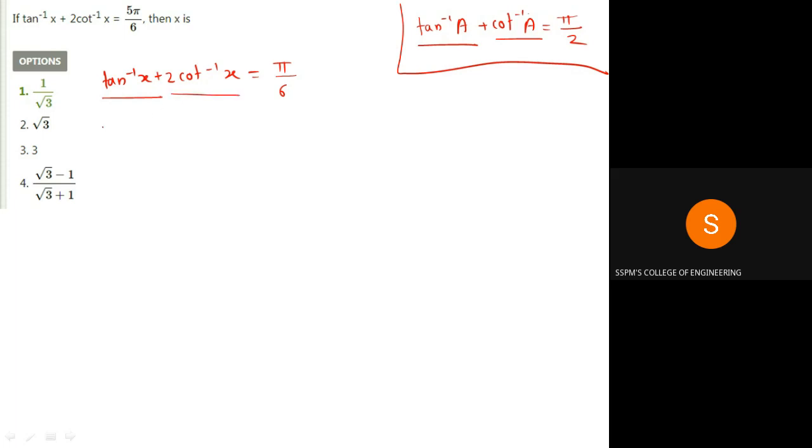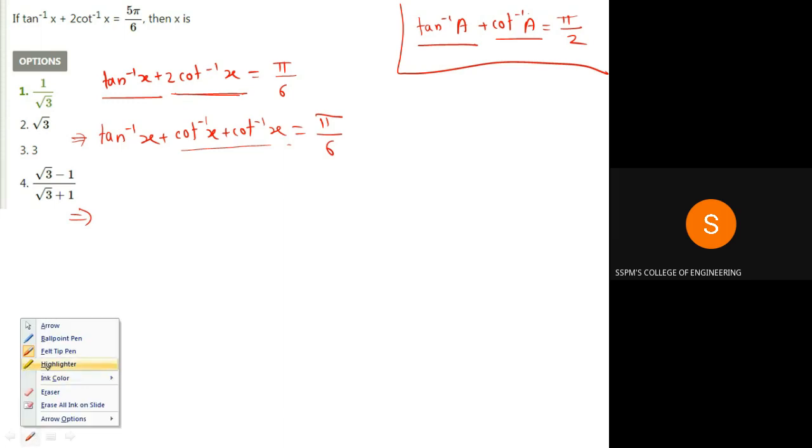So how do we split it? We write it as tan inverse x plus cot inverse x plus cot inverse x is equal to pi by 6. So instead of writing 2 cot inverse x, we wrote cot inverse x plus cot inverse x, twice. This is our second step.